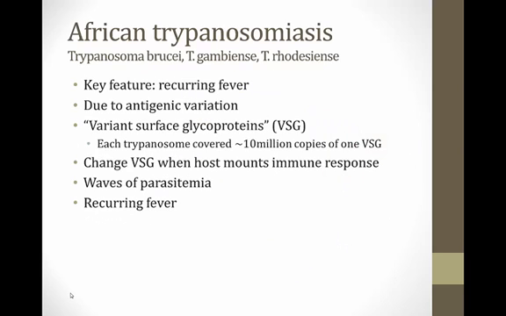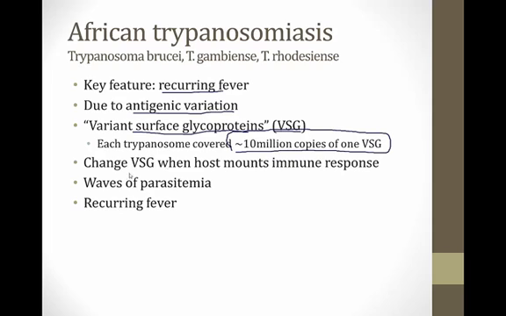You may be wondering why the United States medical licensing exam wants you to know about an infection that only occurs in Africa, and the reason is because there's a very important tie-in with immunology. A key feature of African sleeping sickness is recurring fever, and this is due to antigenic variation. There are glycoproteins on the surface of these trypanosomes called variant surface glycoproteins, or VSGs, and each trypanosome is covered with about 10 million copies of one single VSG.